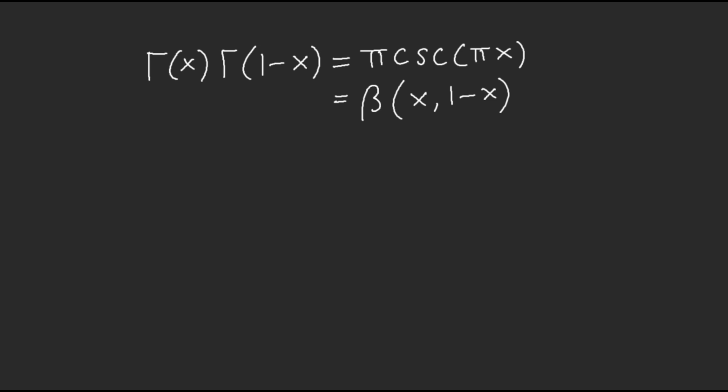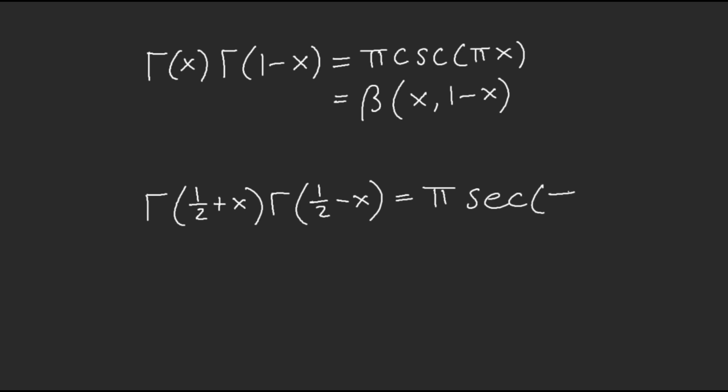There is another formula that I do want to point out, and that is where you have gamma of 1/2 plus x times gamma of 1/2 minus x. There are sometimes where you'll end up in this formation. In this case, this is equal to pi times secant of pi x. And of course the beta function form is what you think it is.